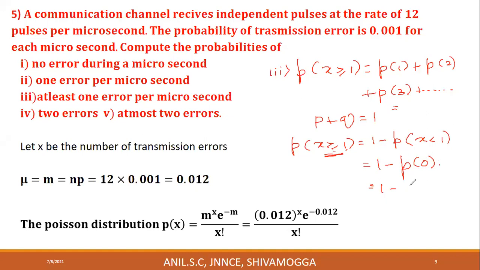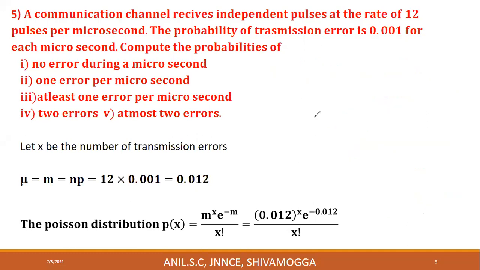In the first case we found P of 0 is equal to 0.9880, correct? 1 minus P of 0, this is equal to 0.012. Yes. This is the third case answer.